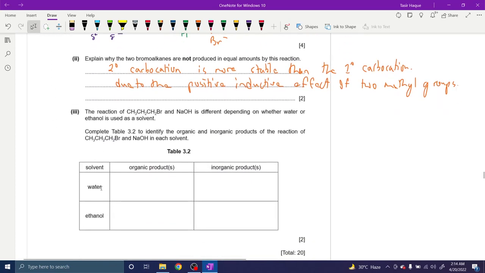So we know that halogenoalkanes react with NaOH in 2 ways under 2 conditions. One, if NaOH is dissolved in water, and 2, if NaOH is dissolved in ethanol, alcoholic conditions, alcoholic solvent.